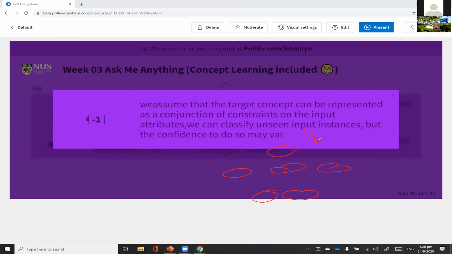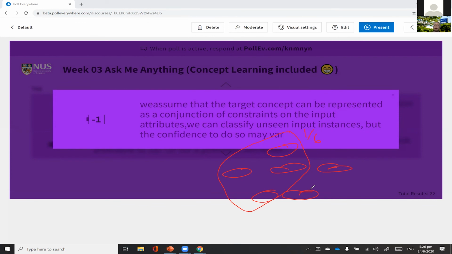I'm going to add them all up and I'm going to take a vote, right? So if I have, let's say, these four all voting yes and these two voting no, then I would be able to calculate the probability and then declare it as a positive instance with some level of probability, right?